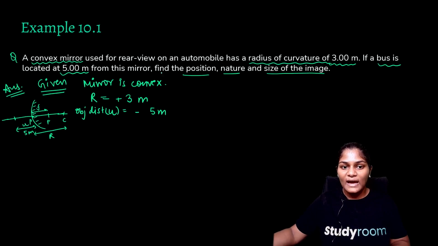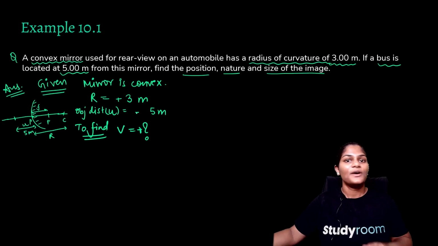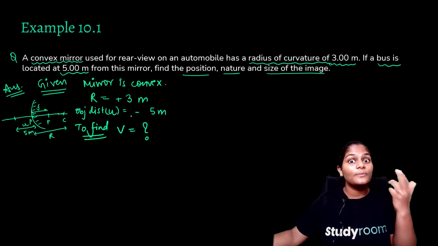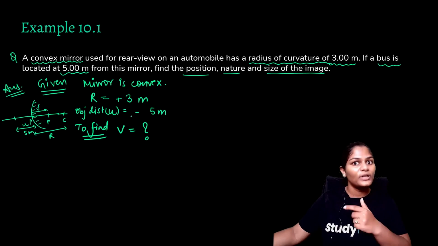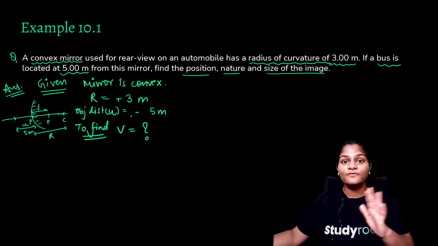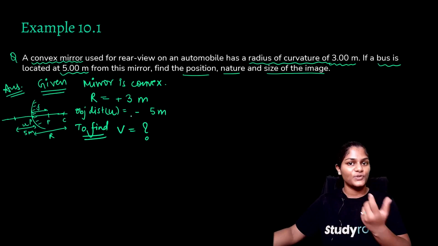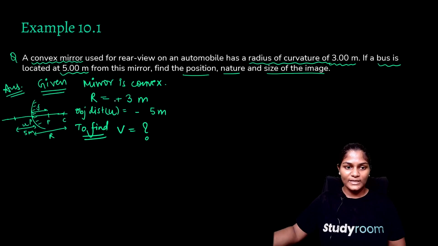Next, what do we have to find? This is given. Now to find we write. Just like we wrote given, we have to also write the to find. We have to find v. And we don't put any negative or positive sign here because we still don't know where the image is going to be formed. Well, in the case of a convex mirror, because you've already done the ray diagram, you know it is going to be formed behind the mirror, but we don't put the sign in front of an unknown quantity. We always get the sign automatically after solving the numerical. Okay, now let's solve the numerical.